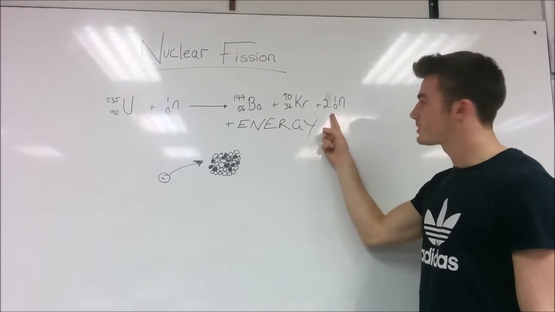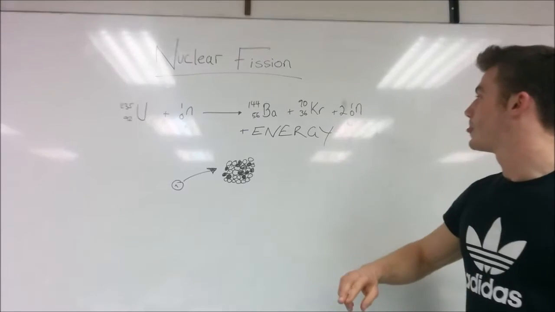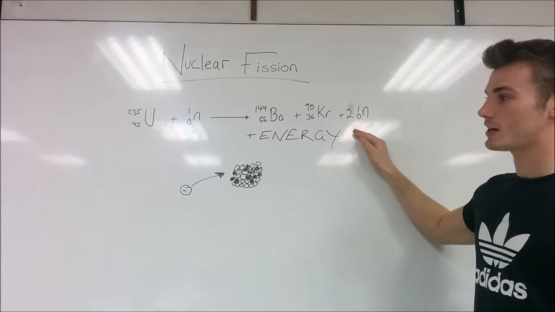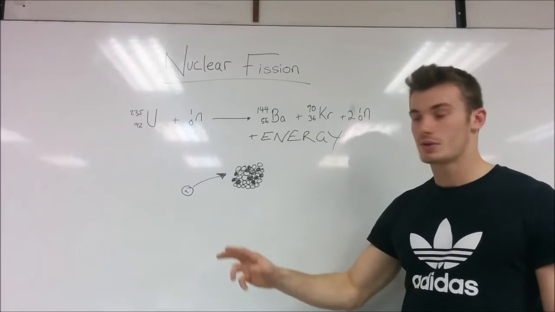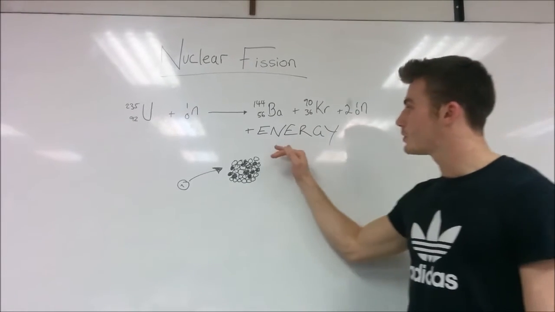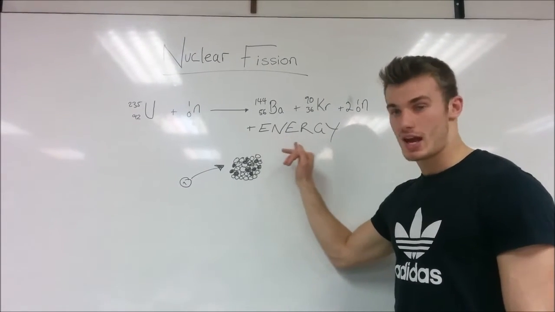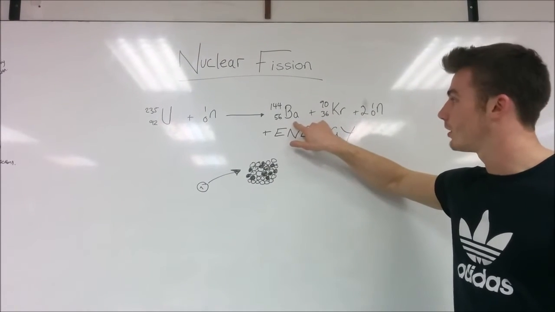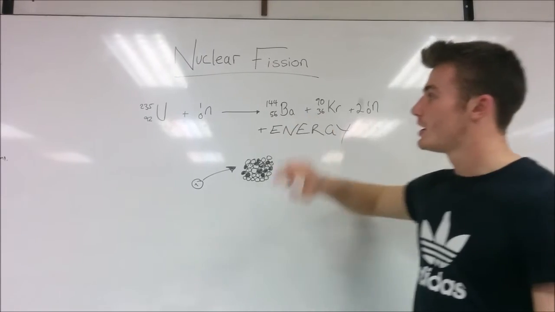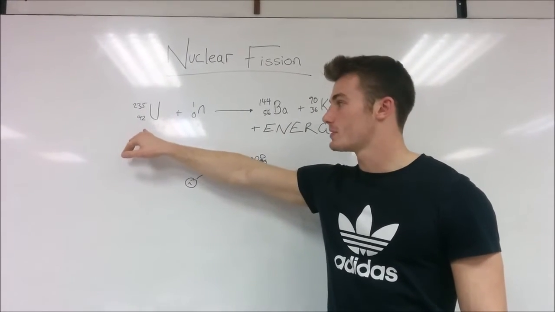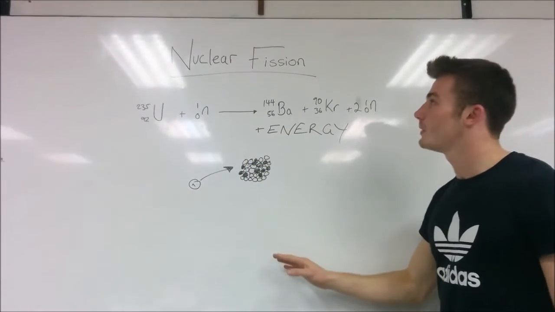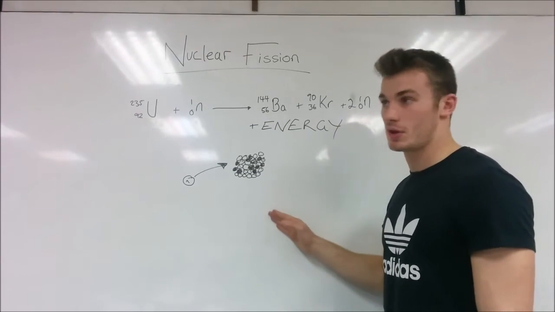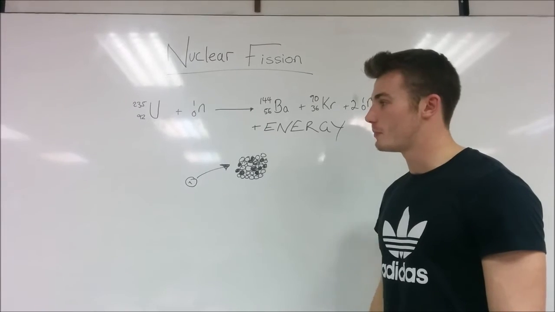Another product is two neutrons. These are called fission neutrons, and they lead to chain reactions in places like nuclear power stations. Another product of nuclear fission is energy, because there is a higher binding energy per nucleon for the two smaller fragments than there is for the larger nucleus. Some examples of nuclear fission are, as previously mentioned, the nuclear power station and the nuclear bomb.